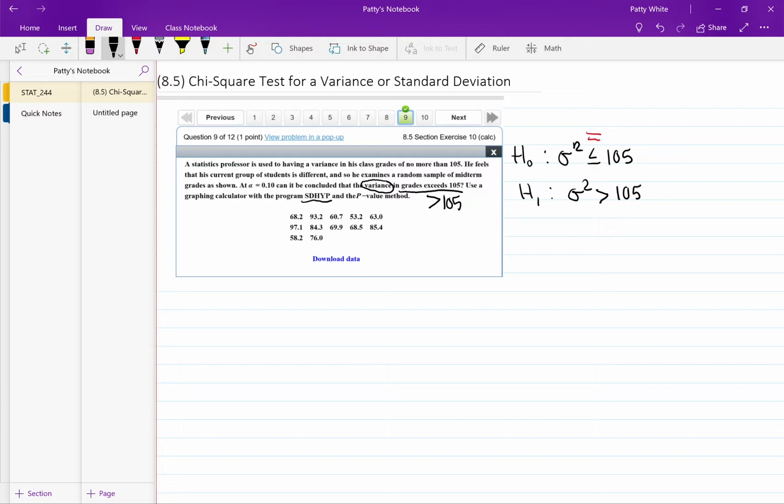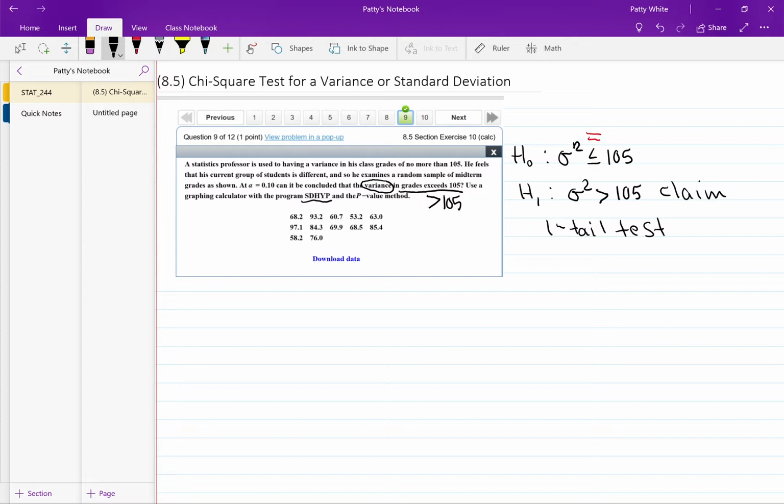The next step we're asked to do is to identify our claim. Well, the claim the professor wants to support is that the variance in his grades exceeds 105. So our claim is in our alternative hypothesis. Our alternative hypothesis has an inequality in it. It's a greater than sign, so it's a one-tailed test. So we have a one-tail test.